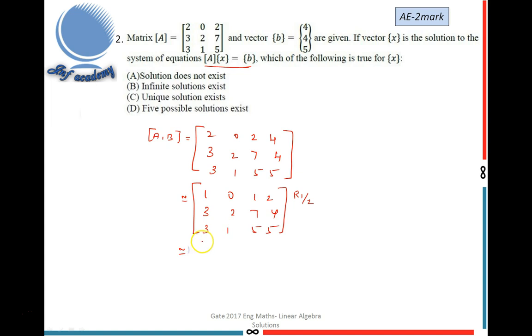Okay, next step is I make these two elements 0. So the first row is the same. R2 gives R2 minus 3 R1. So 0, 2, 3, 7 minus 3, 4. Here 2 threes are 6, 4 minus 6 is minus 2. Again R3 gives R3 minus 3 R1. This is also the same element. So 3 R1. 0, 1, 2 minus 1.